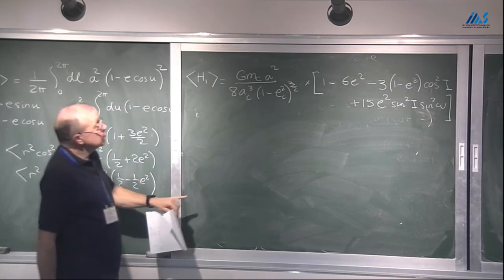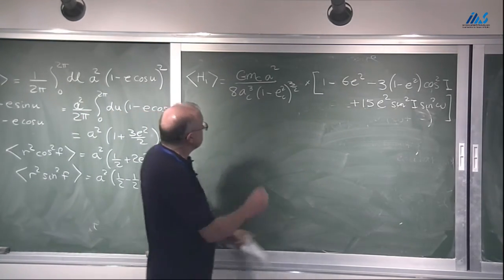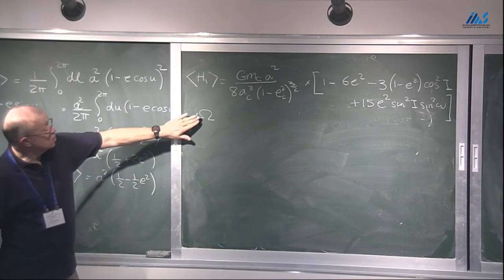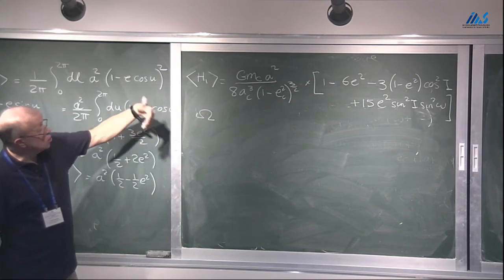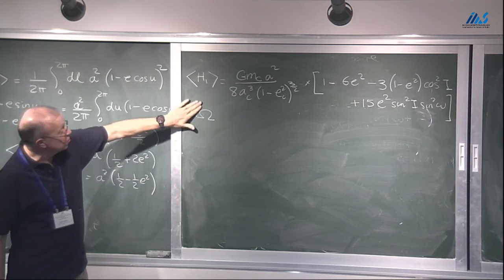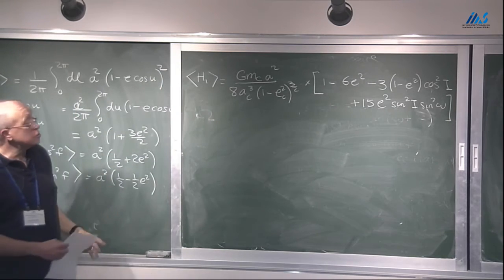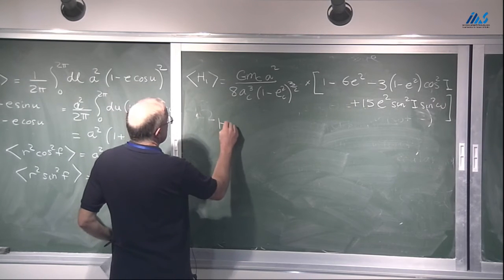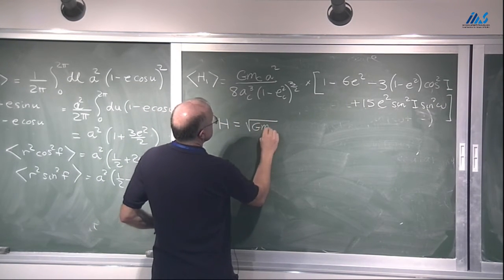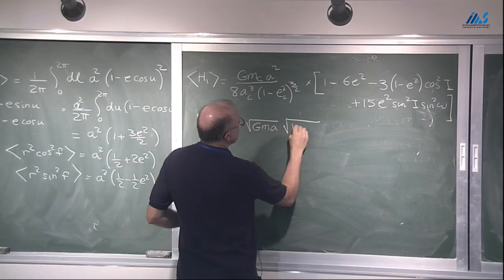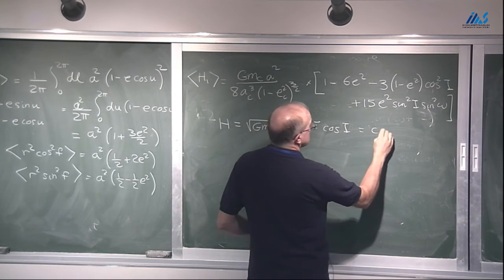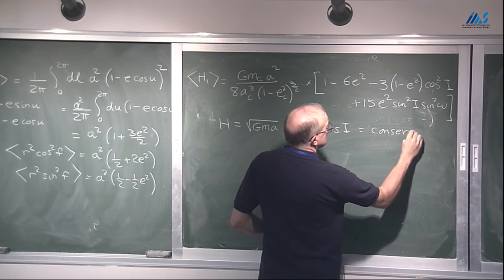It's independent of the node. It's independent of capital omega. And that says that since capital omega is conjugate to the Delaunay variable h, which is the z component of the angular momentum, that's conserved. And so h, which is square root GMA square root 1 minus e squared cos I, is conserved.